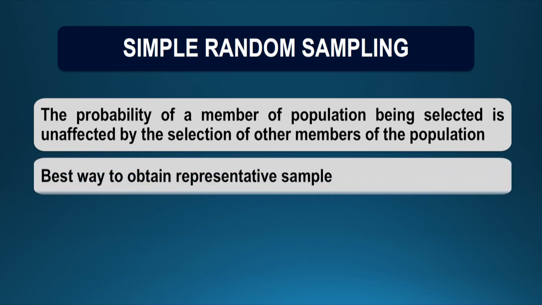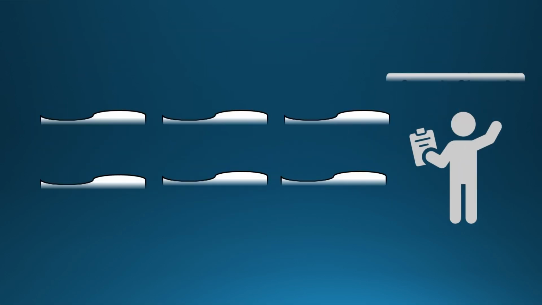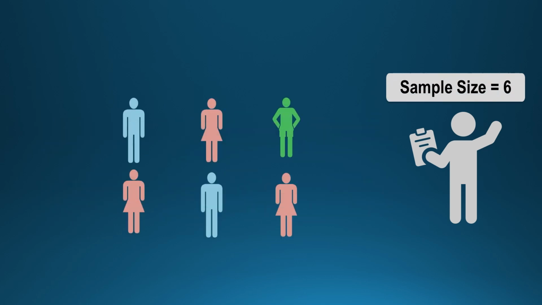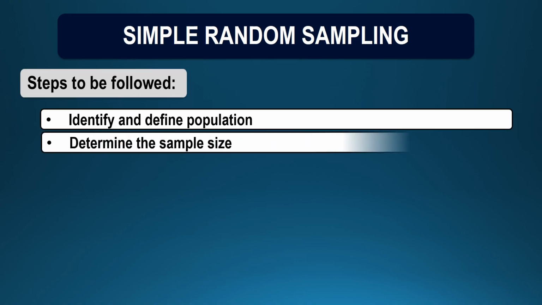This is the best way to obtain a representative sample. For example, drawing names from a hat is the simplest example of the simple random sampling technique. In simple random sampling, a list of the population is required, and the different steps to be followed for the simple random sampling technique are written on the slide.